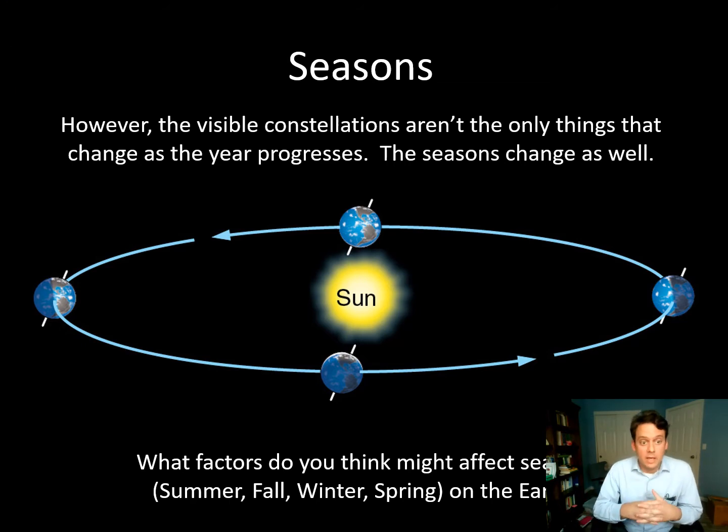But as you may or may not know, the constellations aren't the only thing that changes through the year as we orbit around the sun. And in particular, one of the most notable things, you don't need to know anything about the zodiac to recognize, is that the seasons change. And so what I want to focus on now for a few minutes is, what factors do you think might affect seasons on the Earth?